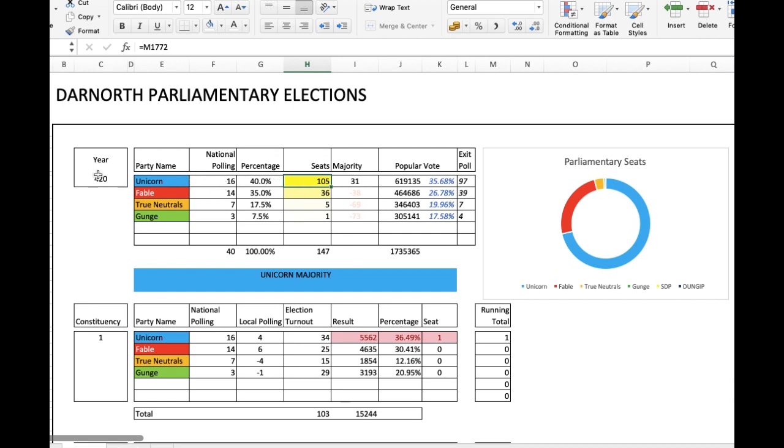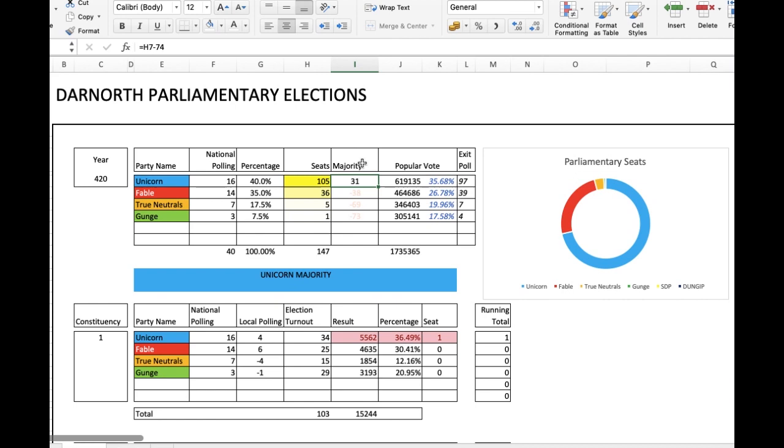So here we see, in this first election of the year 420, the Unicorn Party got 105 seats with a majority of 31. To get a majority, you need 76, I think it is. Or was it 74? 74?